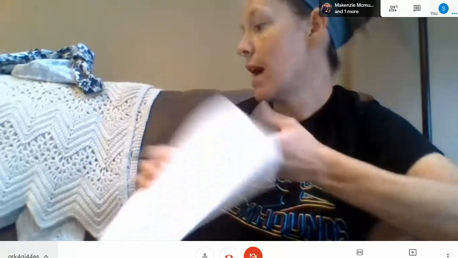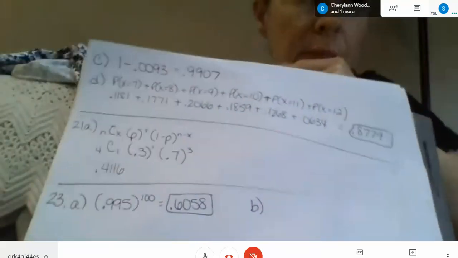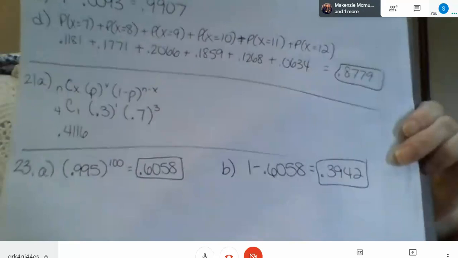Part B wants the probability that at least one burns out. Now, if we're not careful, that's a lot of work, because it's saying at least one. So one could burn out, or two, or three, all the way up to 100 of them. What's the fast way to find this? The complement. The probability that at least one burns out is the exact opposite of all of them lasting. So we just have to do 1 minus the probability that they all last. So 1 minus the 0.6058, and we get 0.3942.